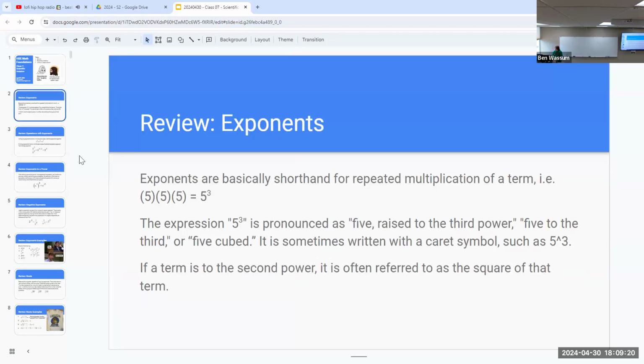Last time we played around with exponents. Exponents are basically shorthand for repeated multiplication, like I always say. So if I have 5 to the 3rd power, that is 5 cubed. I could call it that if I want to. It means that 5 is multiplied by itself 3 times. So if I see 5 with a little 3 up top, that's 3 fives multiplied together. It's 3 of anything multiplied together, whatever's hanging out there multiplied by itself. That's the concept of an exponent.